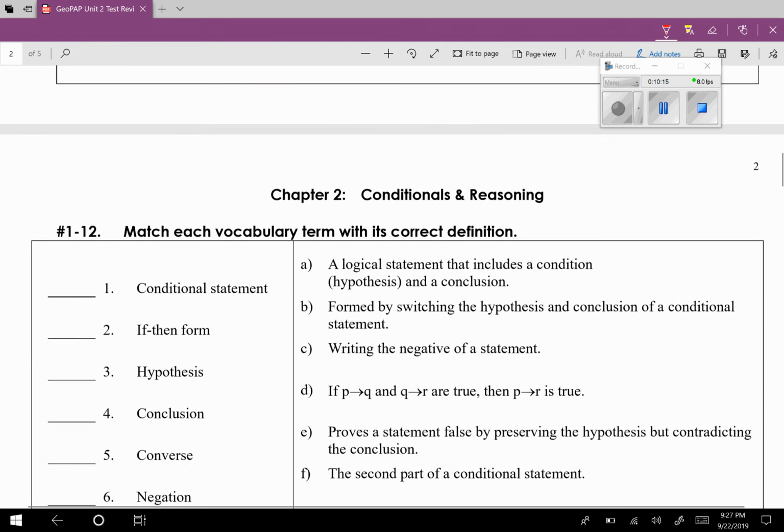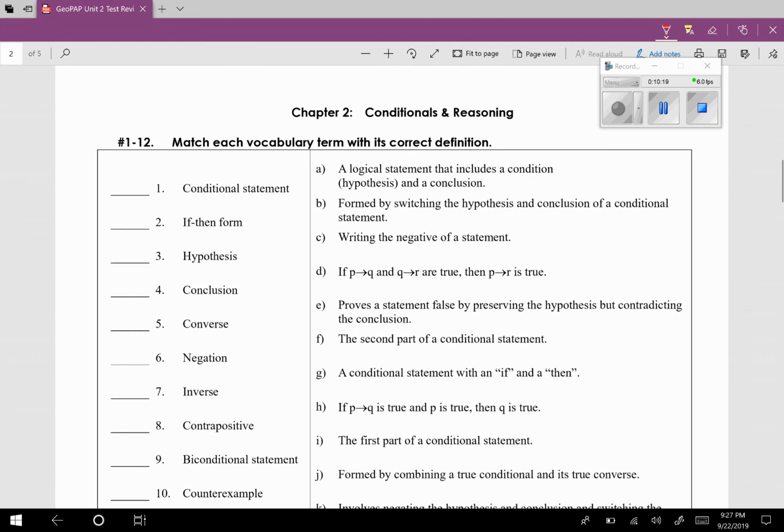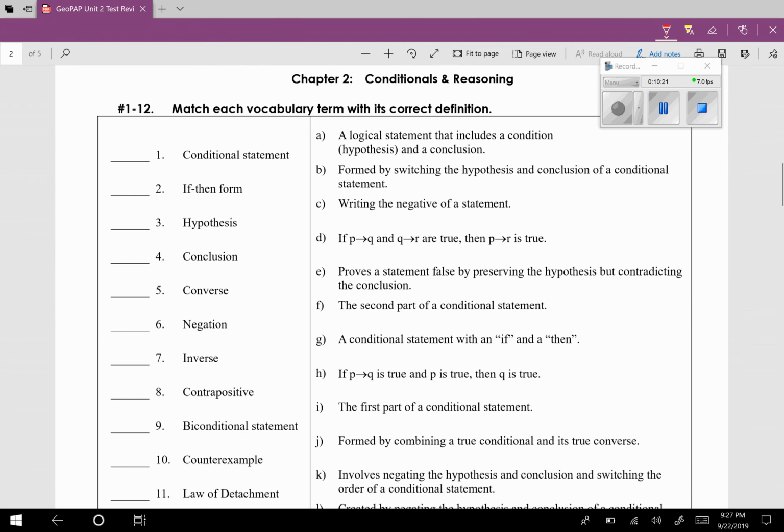Okay, next one here. It says match each vocabulary term with its correct definition. Okay, so let's see. A logical statement that includes a condition and a conclusion. Okay, well that's a conditional statement, so that's A. Okay, formed by switching the hypothesis and the conclusion of a conditional statement. Well, to me that sounds like the converse. So there we go, that's number 5.